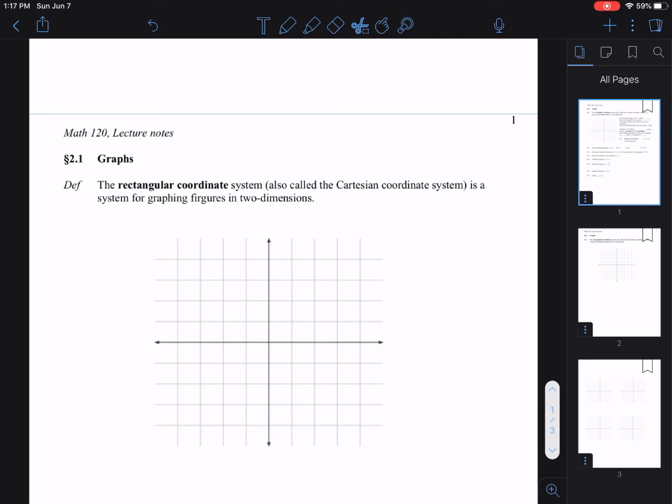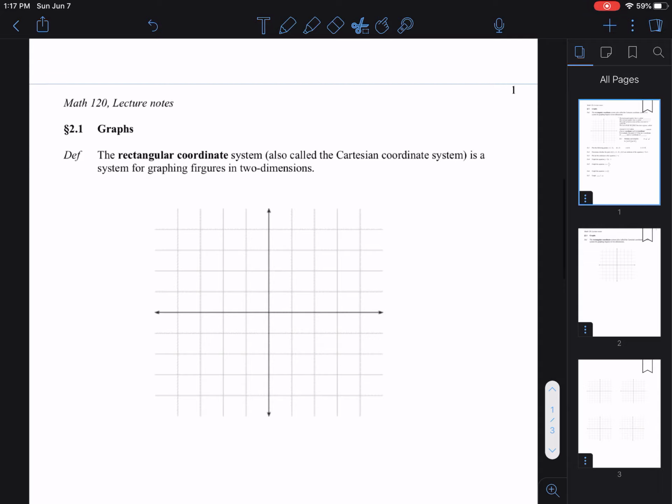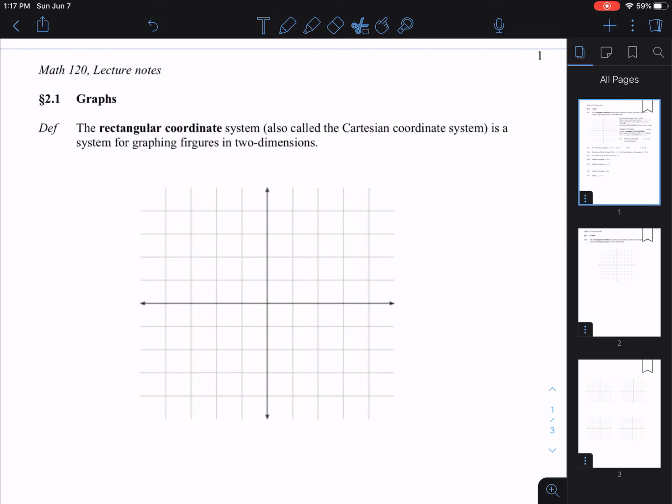This class is intermediate algebra, so we're going to review a little bit of the method we learned in beginning algebra. That was graphing an equation using a coordinate system. It's called rectangular coordinate system here. So this is also called the Cartesian coordinate system. So this was named after the mathematician that came up with this. So it's a system we use to graph two-dimensional shapes or objects or lines in this class, lines and curves.